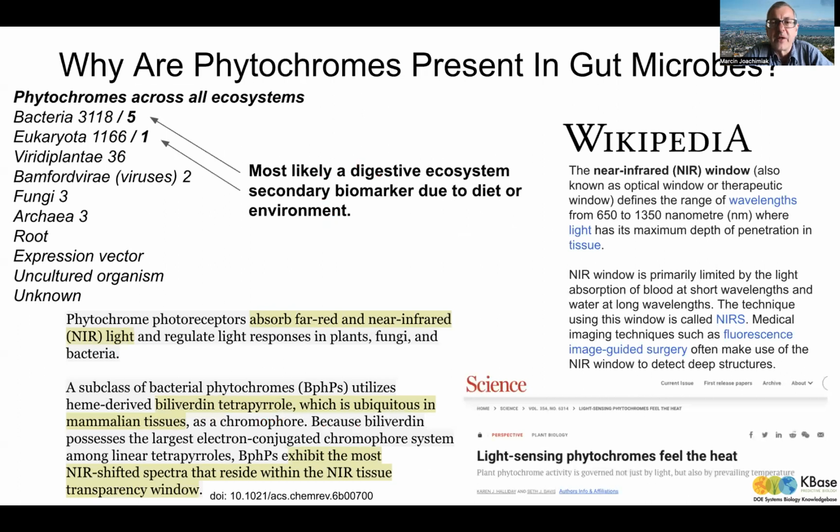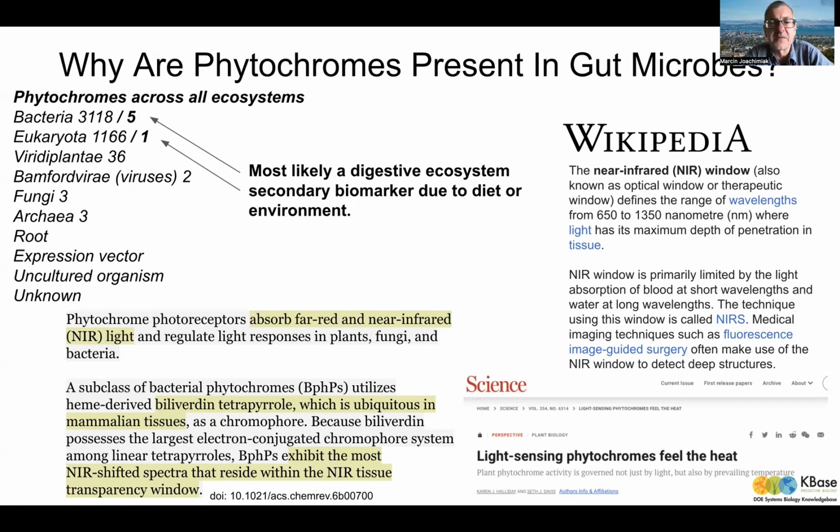Now, you can ask, why are phytochromes present in gut microbes? But first, I have to tell you that the importance for that feature was actually due to the absence of that feature. However, we're still able to find some examples of phytochromes in the human digestive ecosystems. So overall, we had thousands of examples of bacterial and other phytochromes in the overall data set, and just a handful of examples in this digestive ecosystem, including one from corn.